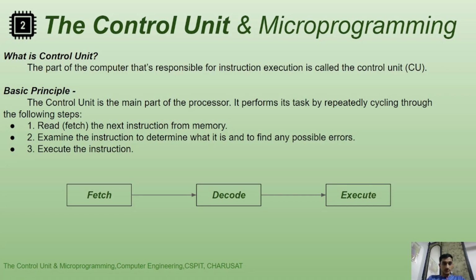What it does is, we throw the instruction at it, and it will first fetch the instruction, then decode the instruction, and then execute the instruction, and it will send the result to an output device or store it in memory. While decoding, it will find any possible errors, as written in the second point. It will just keep cycling through this fetch, decode, execute for each instruction. So this is the control unit.